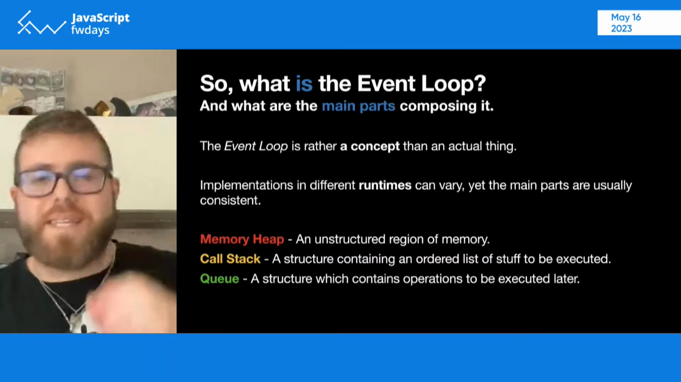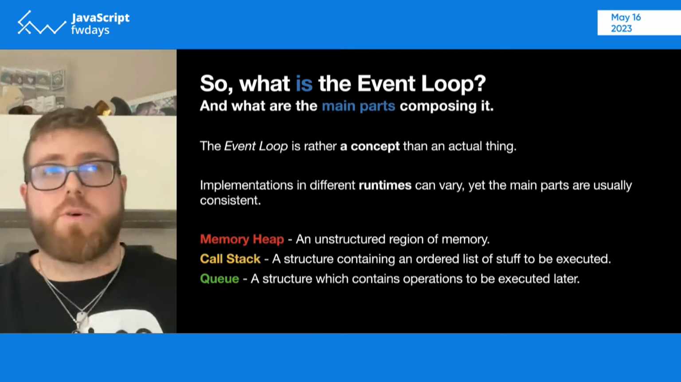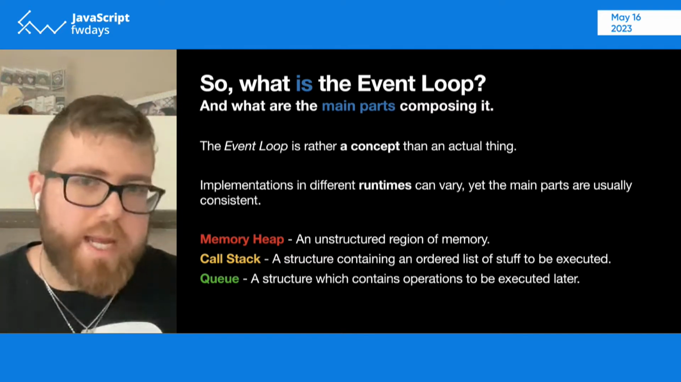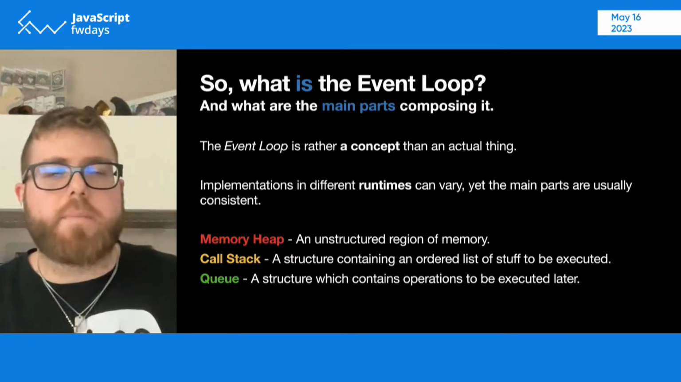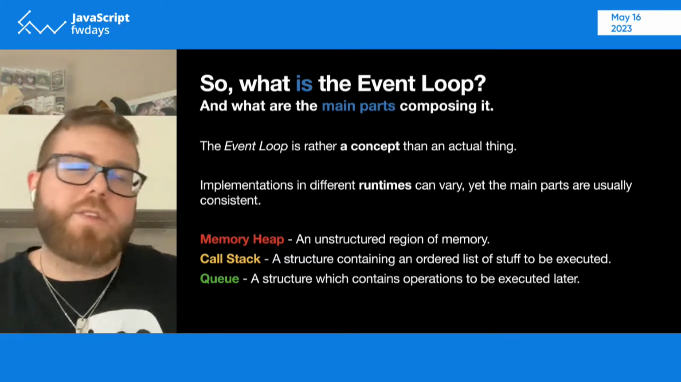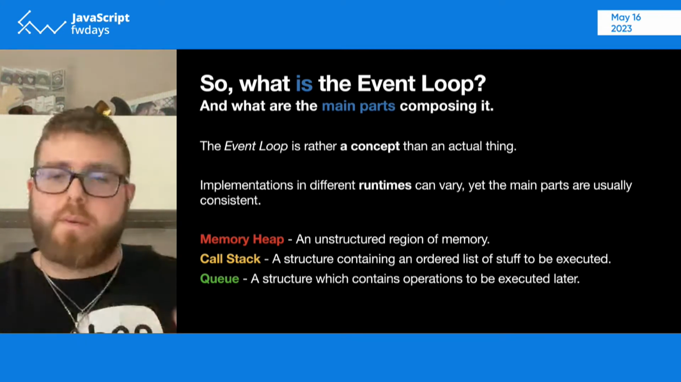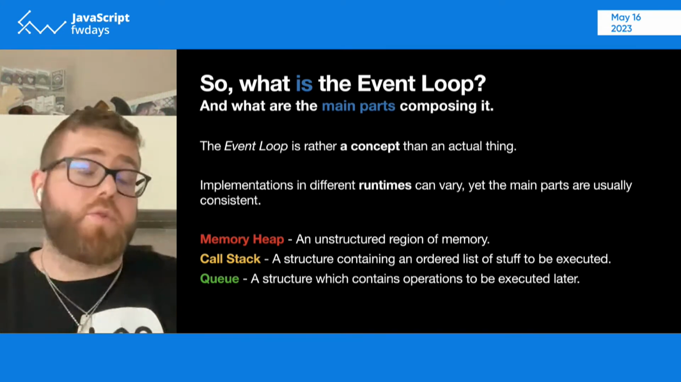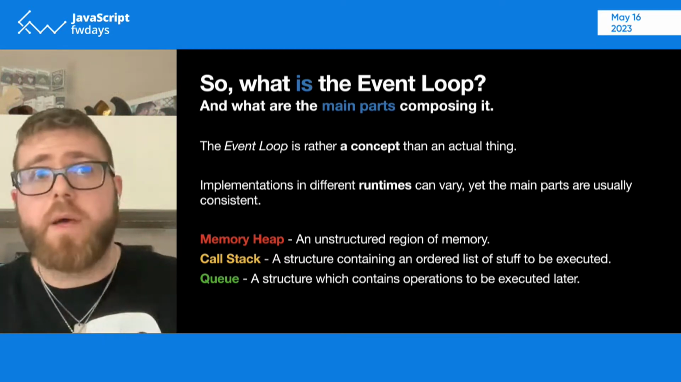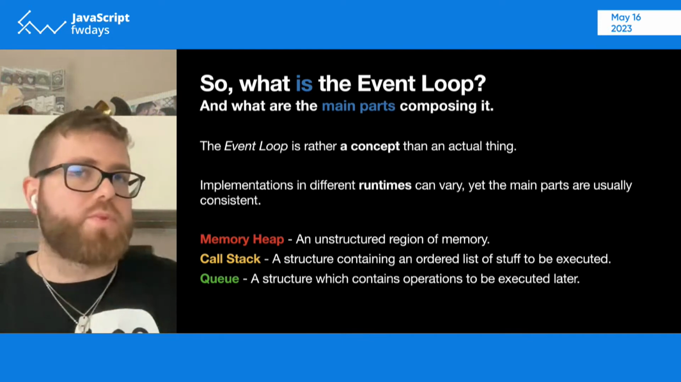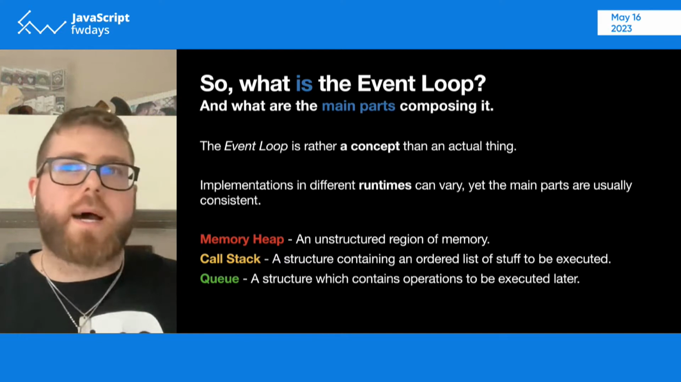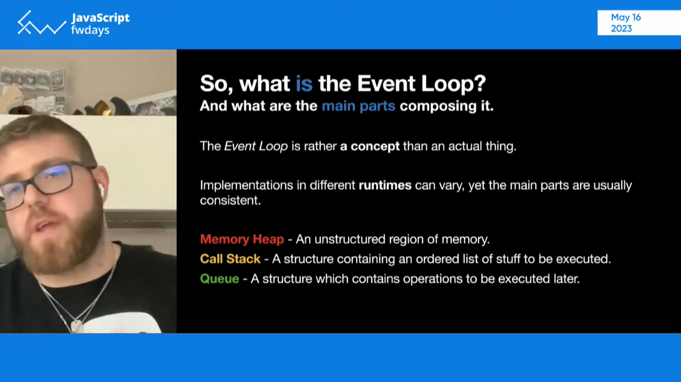So let's consider what the event loop is and what the main parts composing it are. As I like to say, the event loop is rather a concept than an actual thing. As we said, it's implemented in different ways in different browsers. Implementations in different runtimes can vary, yet the main parts are usually consistent. We have mainly the heap, or the memory heap, which is some area in memory used to store objects. To provide some context, the garbage collector attacks this heap when it needs to free up memory.